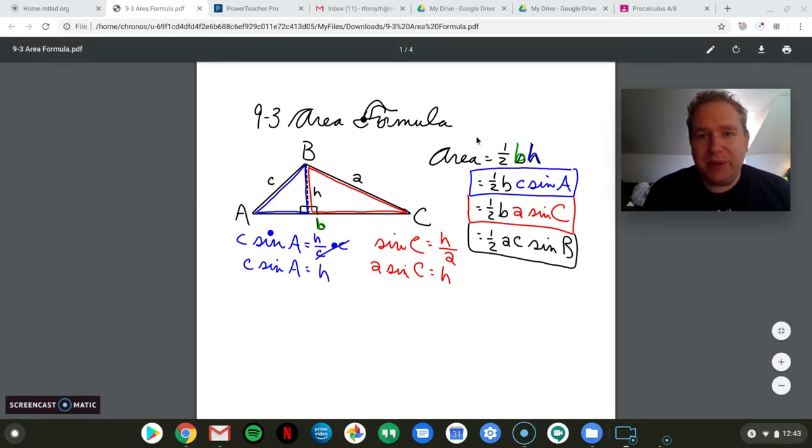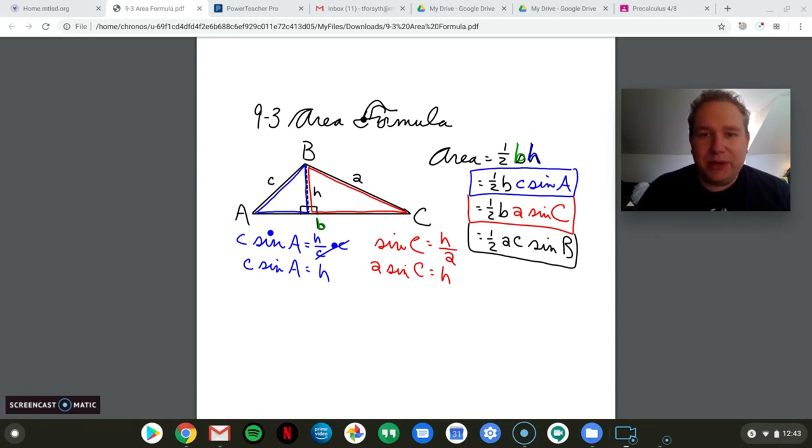Base times height. We're used to the area of a triangle as 1/2 base times height. That's because base times height is the area of a quadrilateral, and if you slice a quadrilateral in half, you end up with a triangle. So it's half of a quadrilateral, essentially.